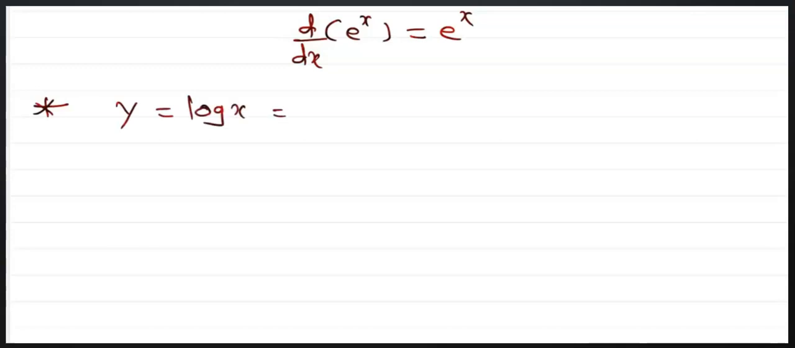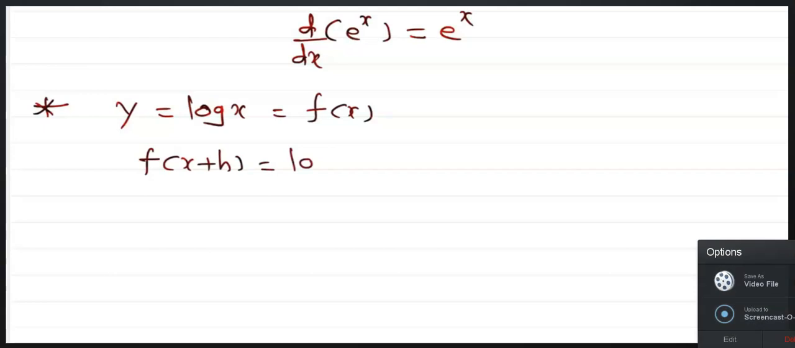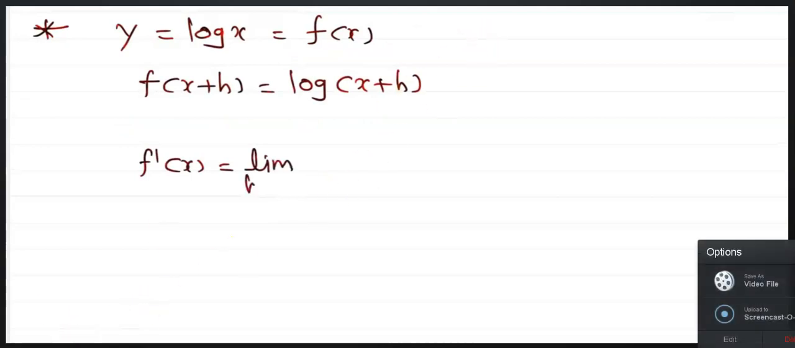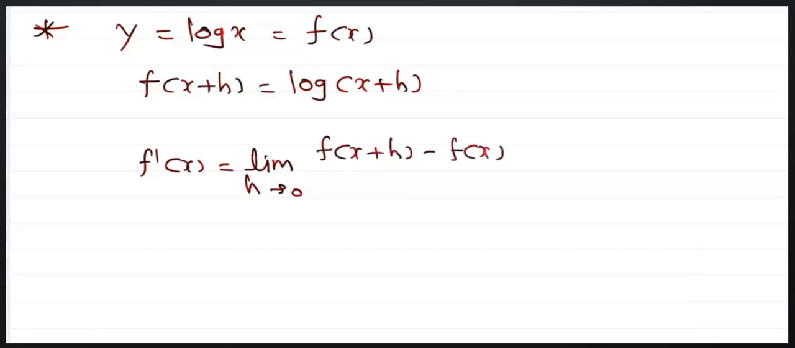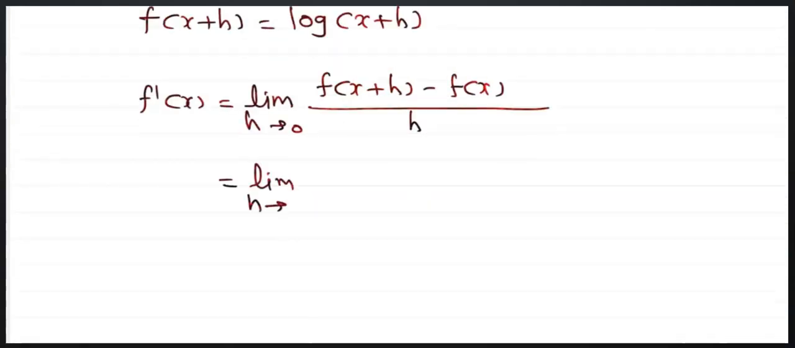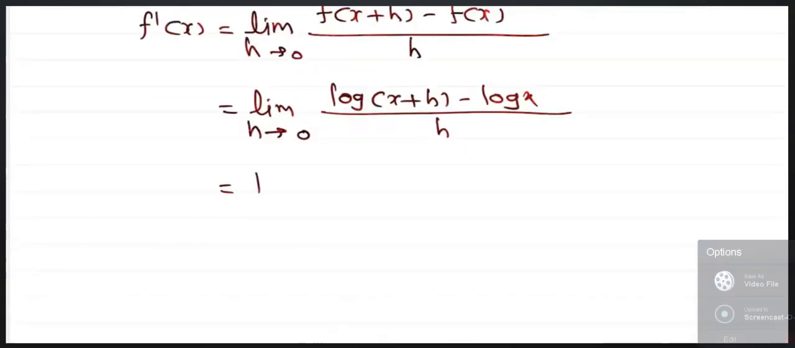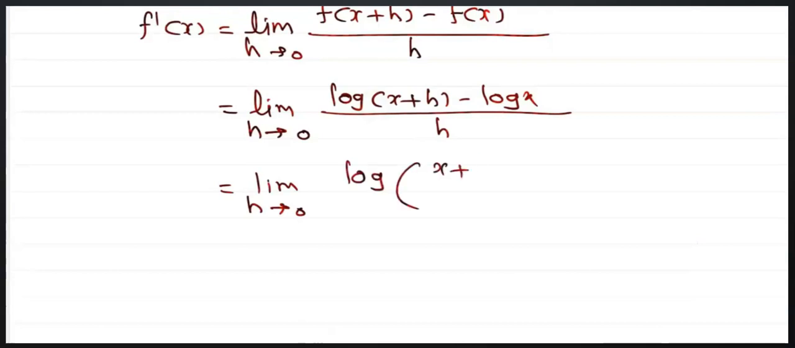Now, next function is y is equals to log of x. Therefore, f of x is equals to log of x. Therefore, what is f of x plus h? Is log of x plus h. Therefore, f dash of x is equals to limit h tends to 0 f of x plus h minus f of x upon h. Therefore, limit h tends to 0 log of x plus h minus log of x upon h.